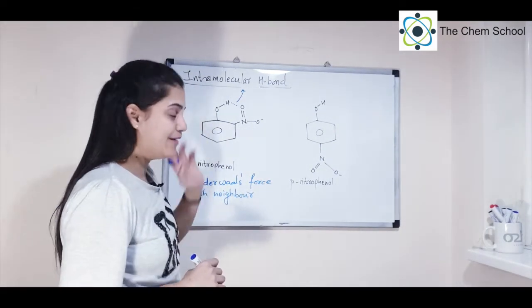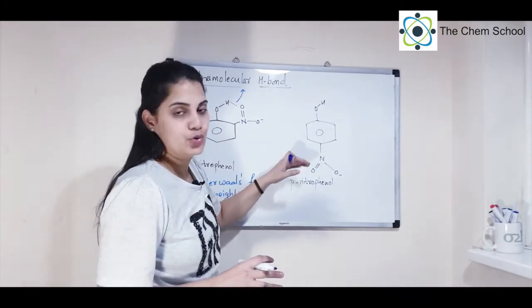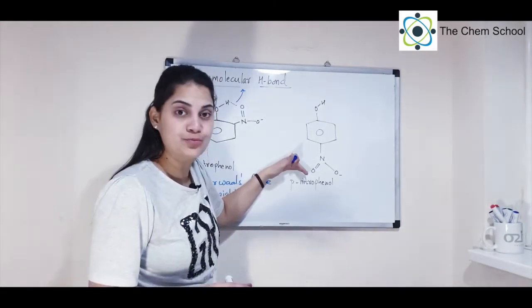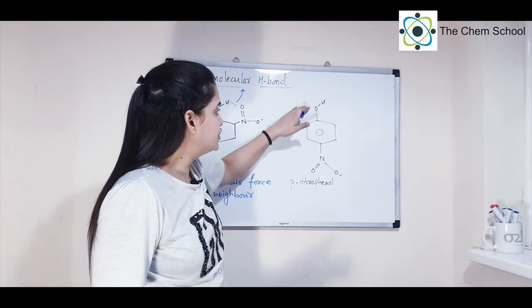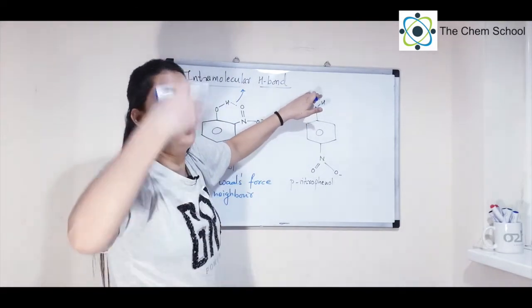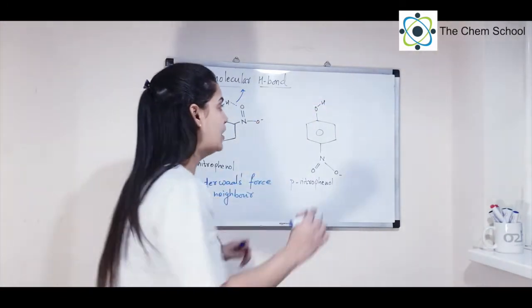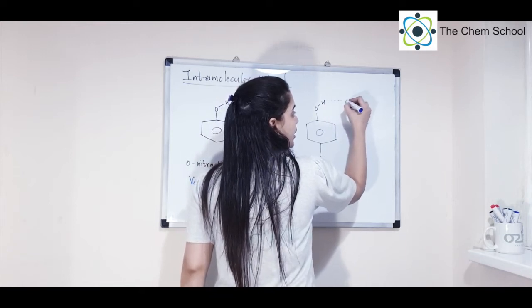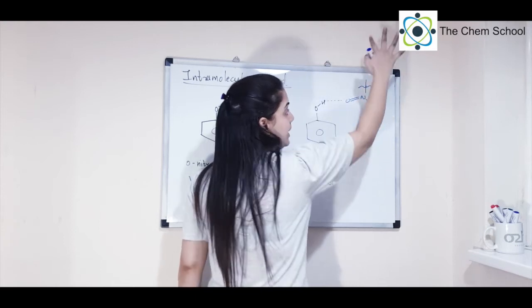But have a look at the next one. In this case, what is happening? The OH and the nitro are very far away from each other. That is the reason they cannot have hydrogen bonding within the same molecule. So what will happen now? This OH will interact with the nitro of the neighboring paranitrophenol. I hope you get it. I repeat, this will interact with the nitro of the neighboring paranitrophenol molecule.